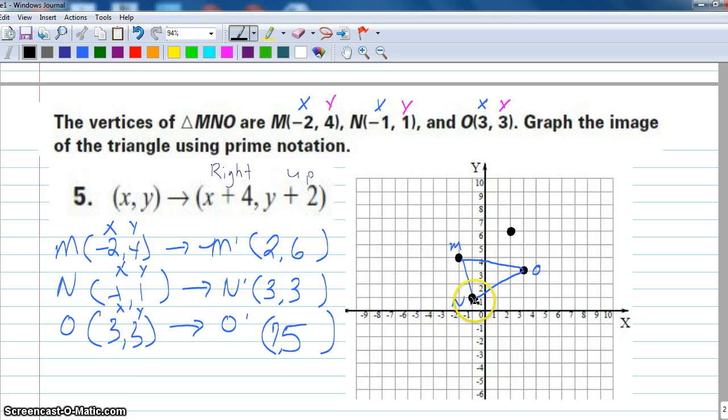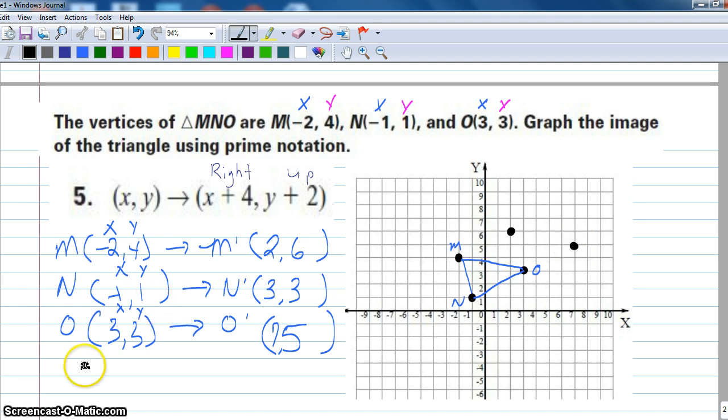Then I'm going to get my N right here. I'm going to move 4 to the right. 1, 2, 3, 4. And up 1, 2. Oh, there's already a point there. So that's my brand new N. And then I'm going to go to O. And I'm going to go 4 to the right, up 2. 1, 2, 3, 4. And up 1, 2. Right there.